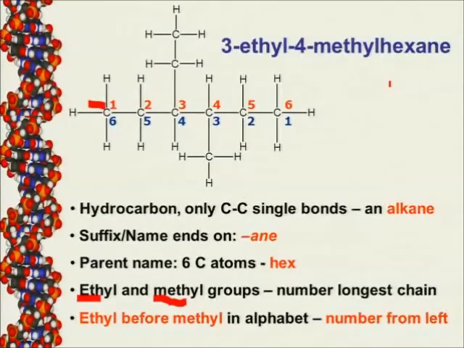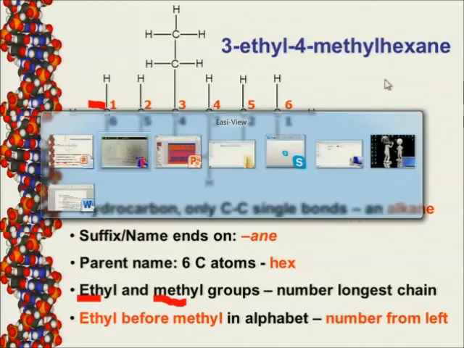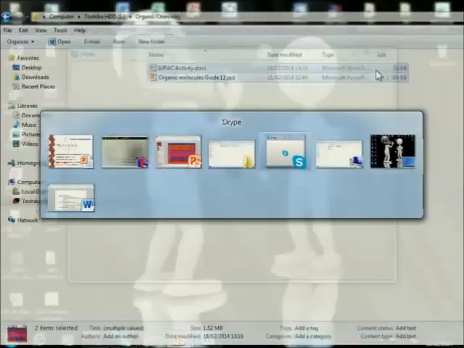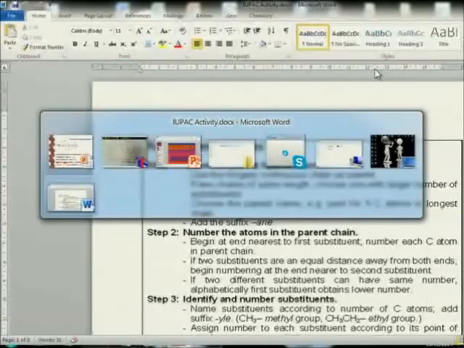Okay, before we get to the alkene, let me just take you through the homework that you are going to have and show you what it is that you are supposed to do.